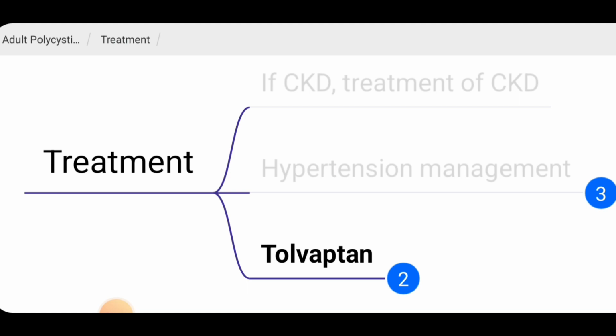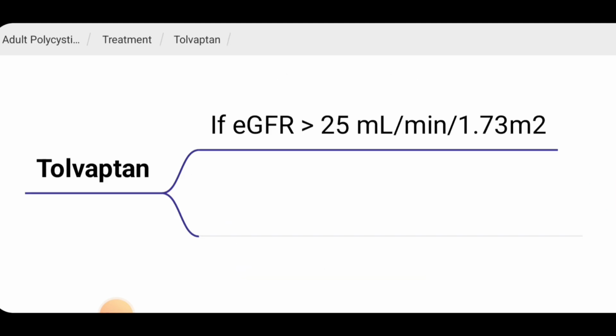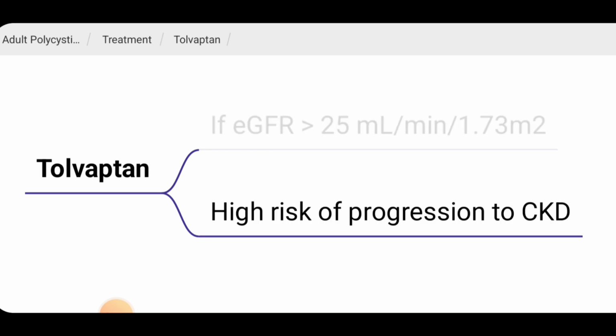There's a new medication which has emerged to treat adult polycystic kidney disease, that is tolvaptan. Tolvaptan can be given for those with eGFR more than 25 and also for those with high risk of progression to CKD.